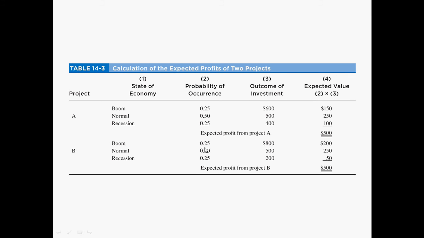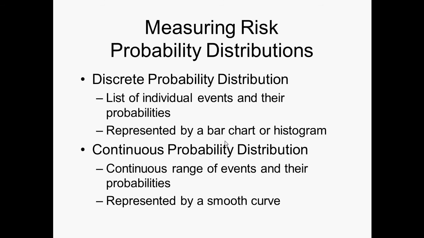So what we do is multiply 0.25 by 800, 0.5 by 500, 0.25 by 200, that gives us this one. And 0.25 by 600, 0.5 by 500, 0.25 by 400, that gives us this one. Each adds up to 500, and so you notice these two projects have the same expected profit. Keep these in mind because we'll keep looking at the same projects. Question: how about risk? Same expected profit, which is riskier?